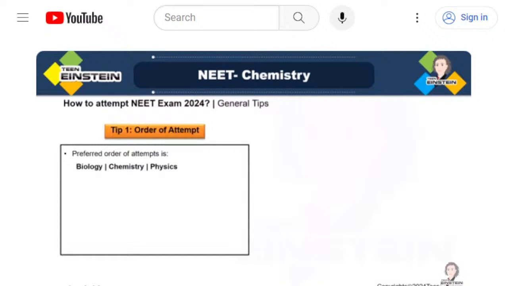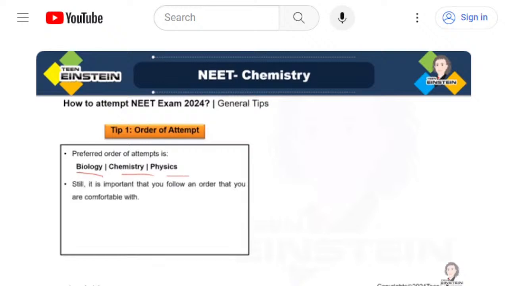Now we will talk about the actual tips that you can follow when you are in the exam hall. Suppose you are in the exam hall, and these are the things you have to keep in mind, which we are going to discuss now. So tip 1, order of attempt. As you have seen, there are physics, chemistry, and under biology there are zoology and botany. But the preferred order of attempt you can follow is biology, chemistry, and then physics.